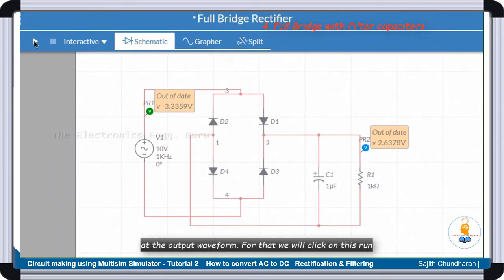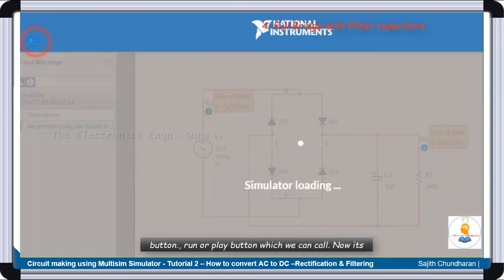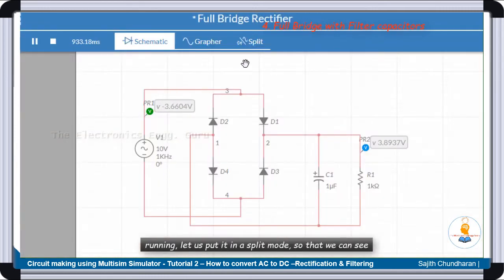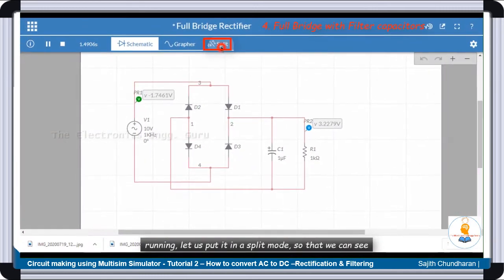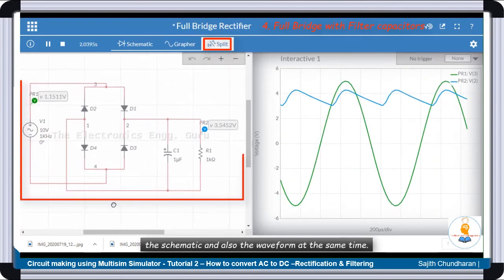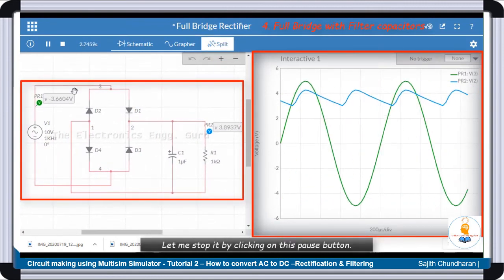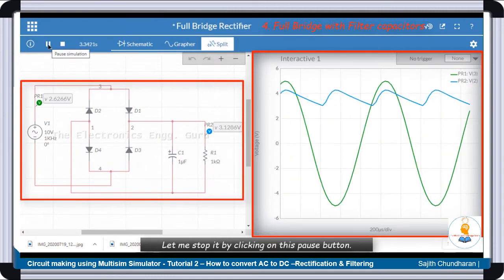For that we will click on this run button, the run or play button, which we can call. Now it's running. Let us put it in a split mode so that we can see the schematic and also the waveform at the same time. Let me stop it by clicking on this pause button.